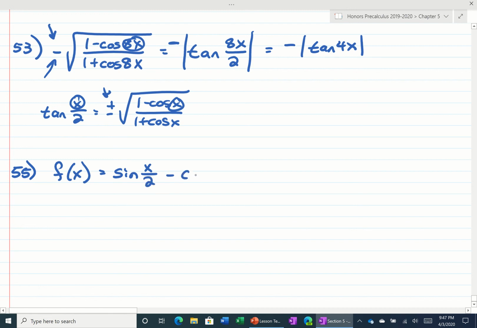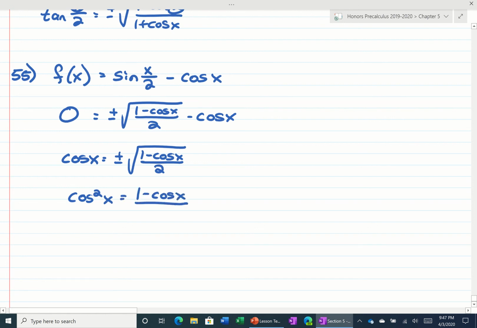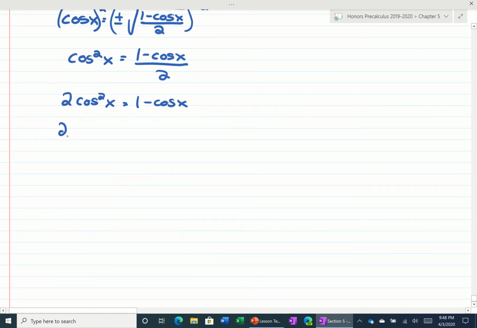So sine of x over 2 minus the cosine of x. We're going to be finding the zeros here, which means 0 would equal plus or minus the square root of 1 minus the cosine of x over 2, minus cosine. We've seen this kind of problem before. We could bring the cosine to the other side and then square both sides to get rid of the plus or minus square root. We get cosine squared of x is equal to 1 minus the cosine of x over 2. Multiply both sides by 2, and get everything on one side, make it equal to 0. So 2 cosine squared of x plus the cosine of x minus 1 equals 0.